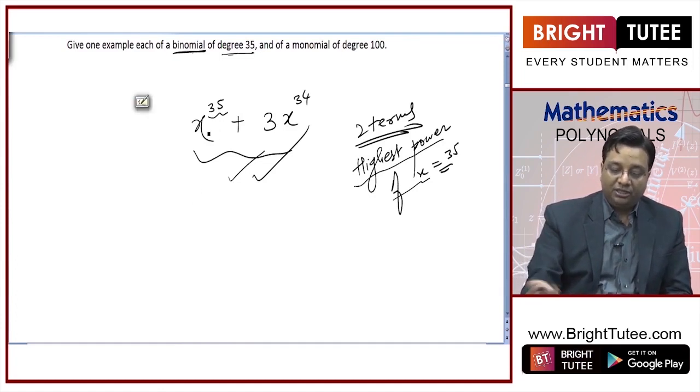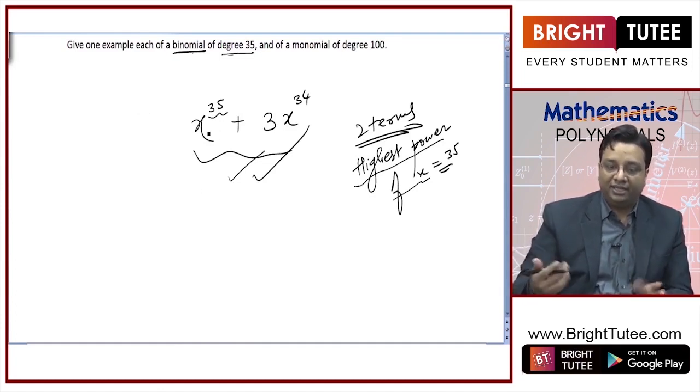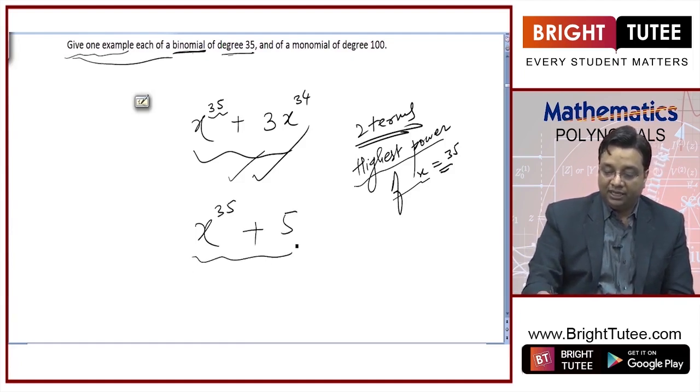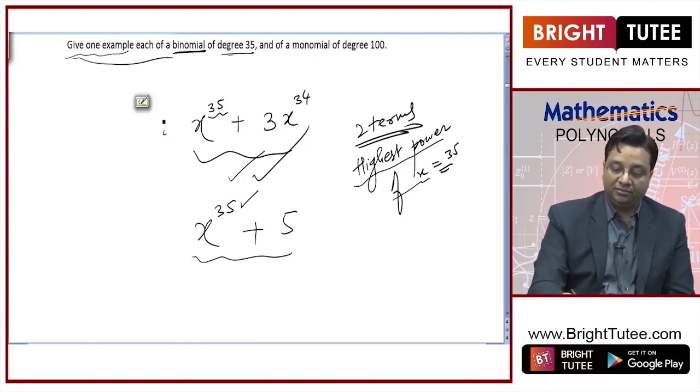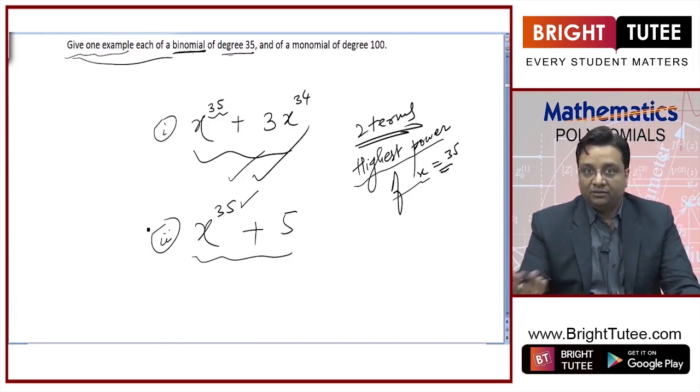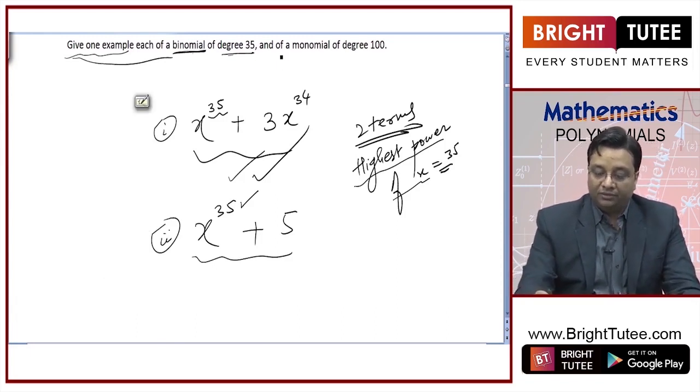Now how many examples can you take? You can write an infinite number of expressions. You can keep on writing such examples, but we required only one example. But let me give you another example here. If I write x raised to power 35 plus some constant, let us say 5, this is still a binomial and the degree is still 35. So this is one example, this is a second example of the same thing. I want you to write 3-4 more examples for your practice. Okay, in the exam you will write only one example.